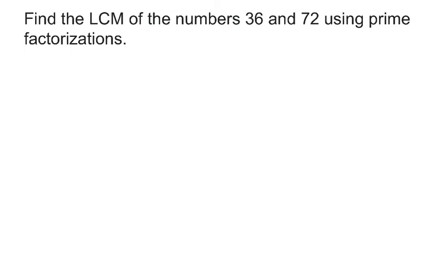So now let's look at some other example. Find the least common multiple of the numbers 36 and 72 using prime factorizations. So we're going to make 2 factor trees. So we have 36 and 72.